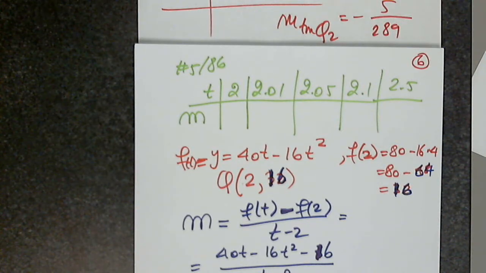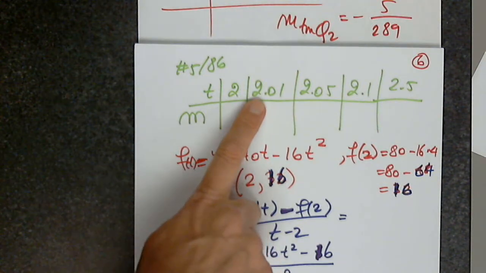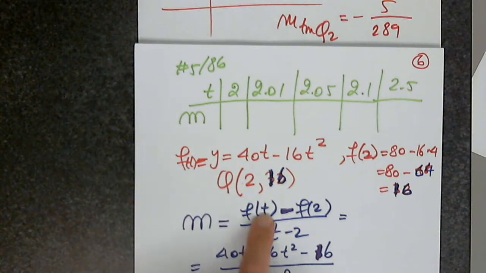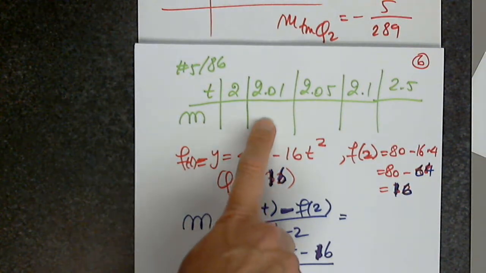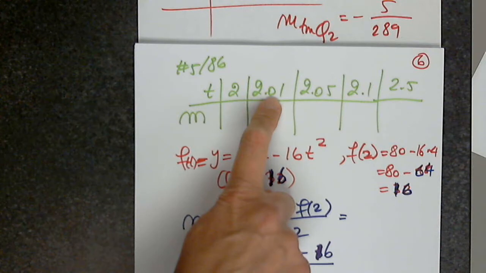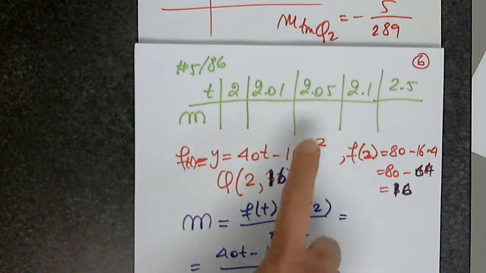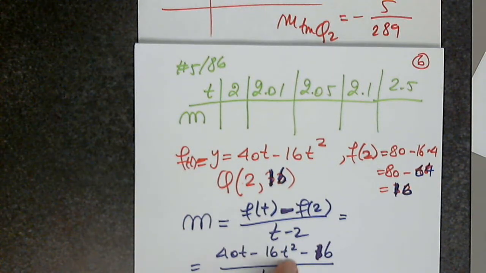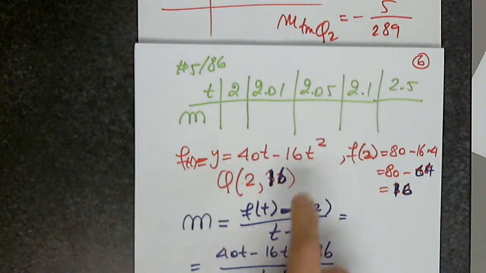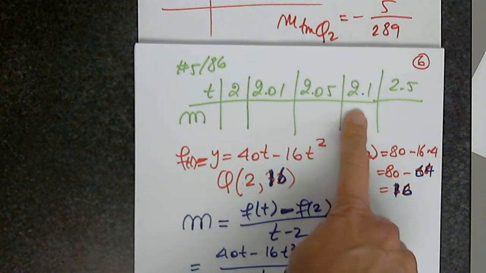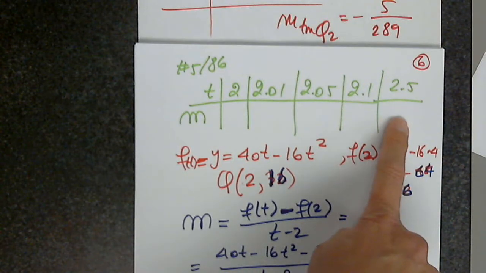So I created a function that represents the slope of the secant line between 2 and the next point. So I'm going to put in now these values. When I plug in 2.01 for t, I will get the slope between 2 and 2.01, the slope of the secant line between this point and this point. When I plug in 2.05 in here, I will get this slope. When I plug in 2.1 in here, I will get this slope, and when I plug in 2.5 in here, I will get this slope.